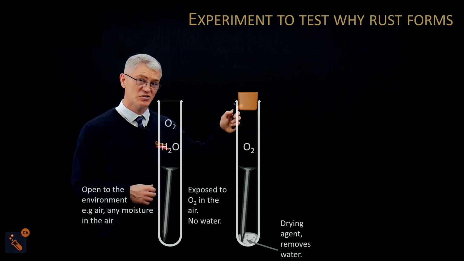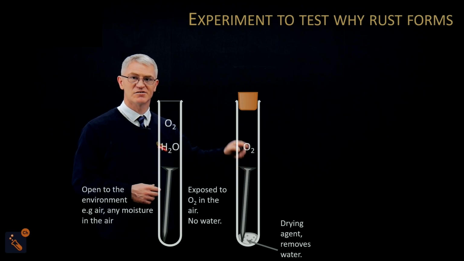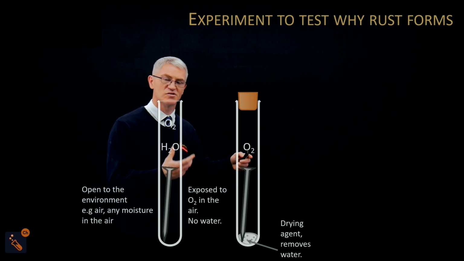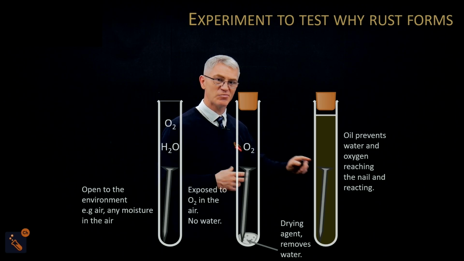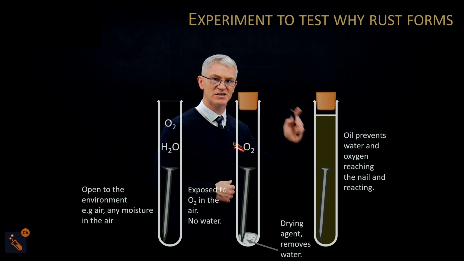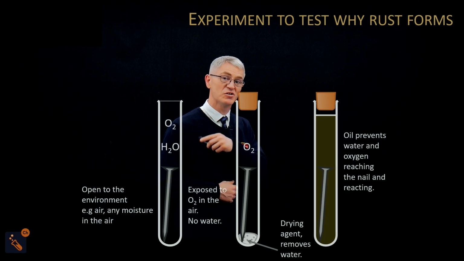And we put a bung on just to make sure there's only a set amount of air in because this drying agent only works for a limited amount of air. Okay, put the bung on, and this is exposed to O2 in the air, no water whatsoever. Next one, put it in oil. That prevents all the water and all the oxygen from getting to the nail. So totally nothing reacting from all oxygen and water with this nail.